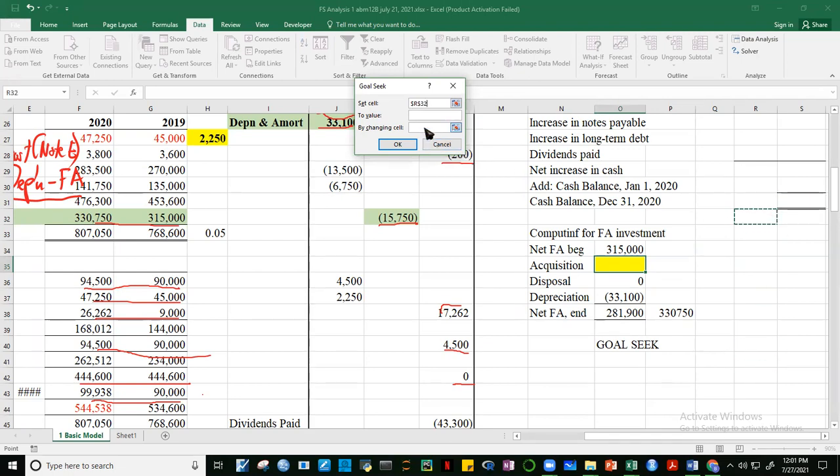Okay. How about this one, guys? Ito, you cannot link it, no? Kasi walang spreadsheet icon dito, ibig sabihin, ita-type natin yan. Tapos ito, linkable din siya, so we just link it anywhere. No? Okay, so now we have to determine set cell.